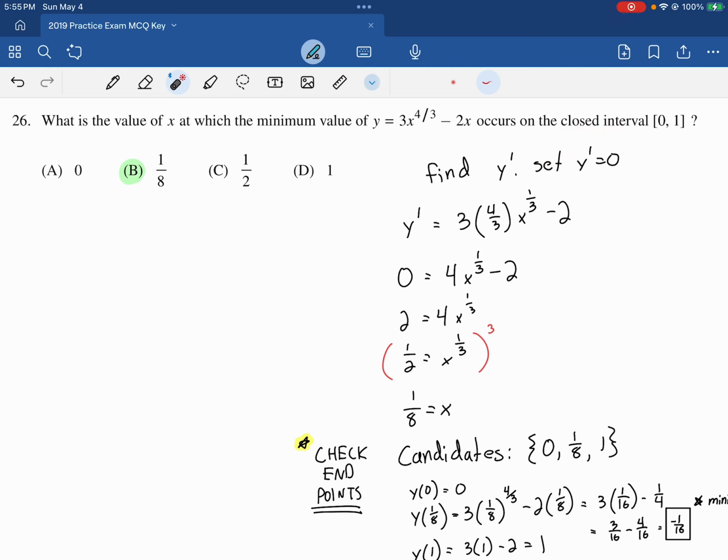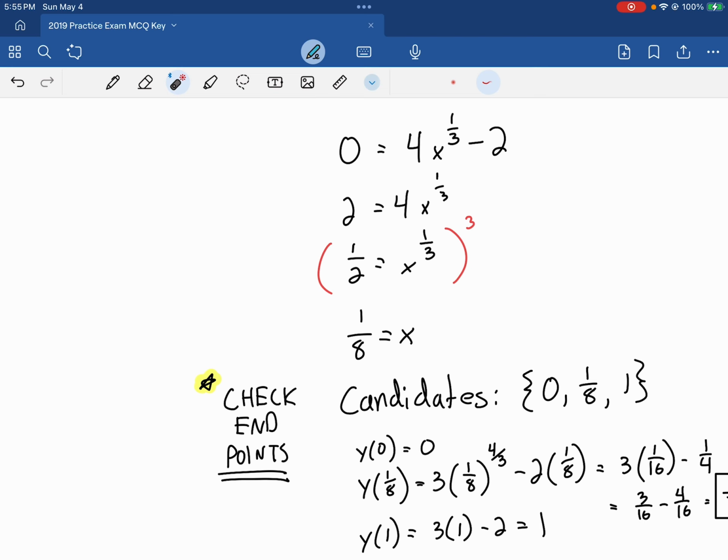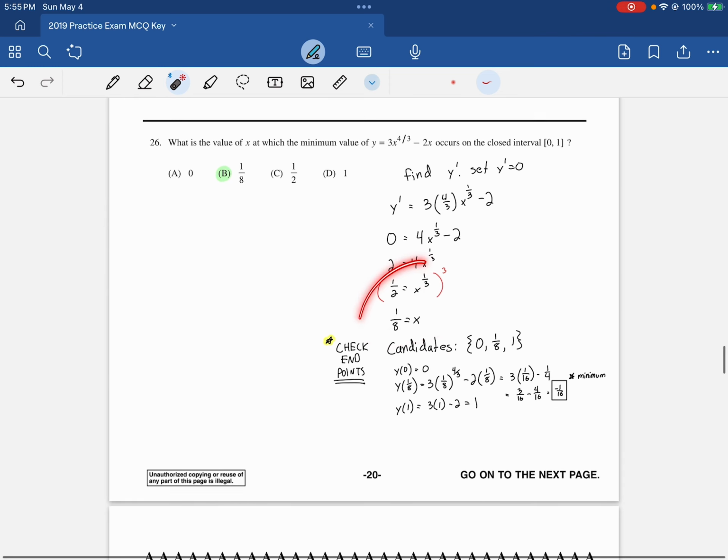So y prime is equal to just the derivative of this. I want to know when this derivative equals 0. The algebra to get this could be a bit tricky. I just add the 2, divide by 4, cube both sides, and I get 1/8 as a candidate. You don't see 1/8 and pick 1/8. It is possible that this is not the minimum on this interval.